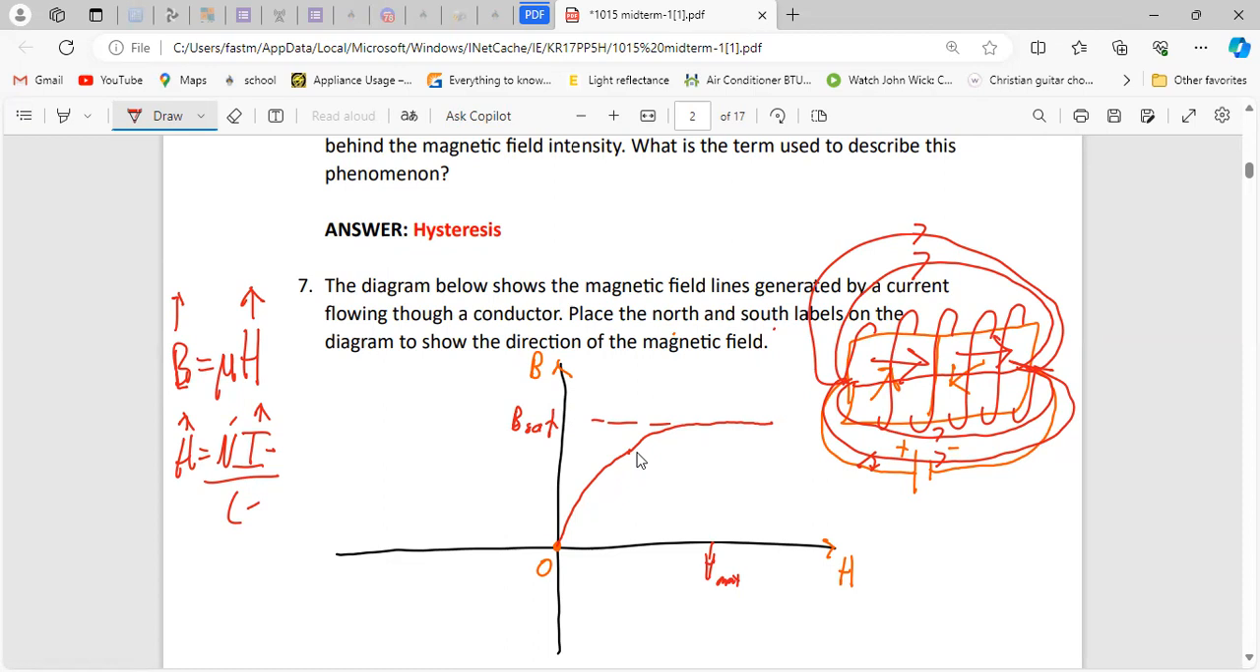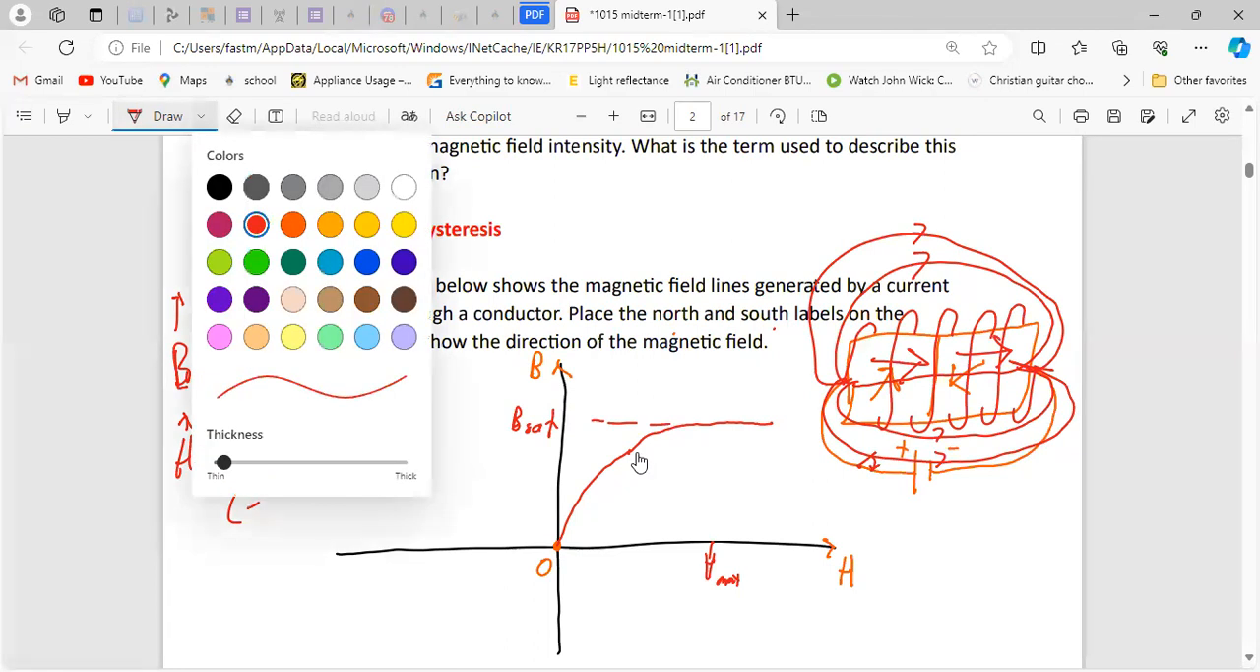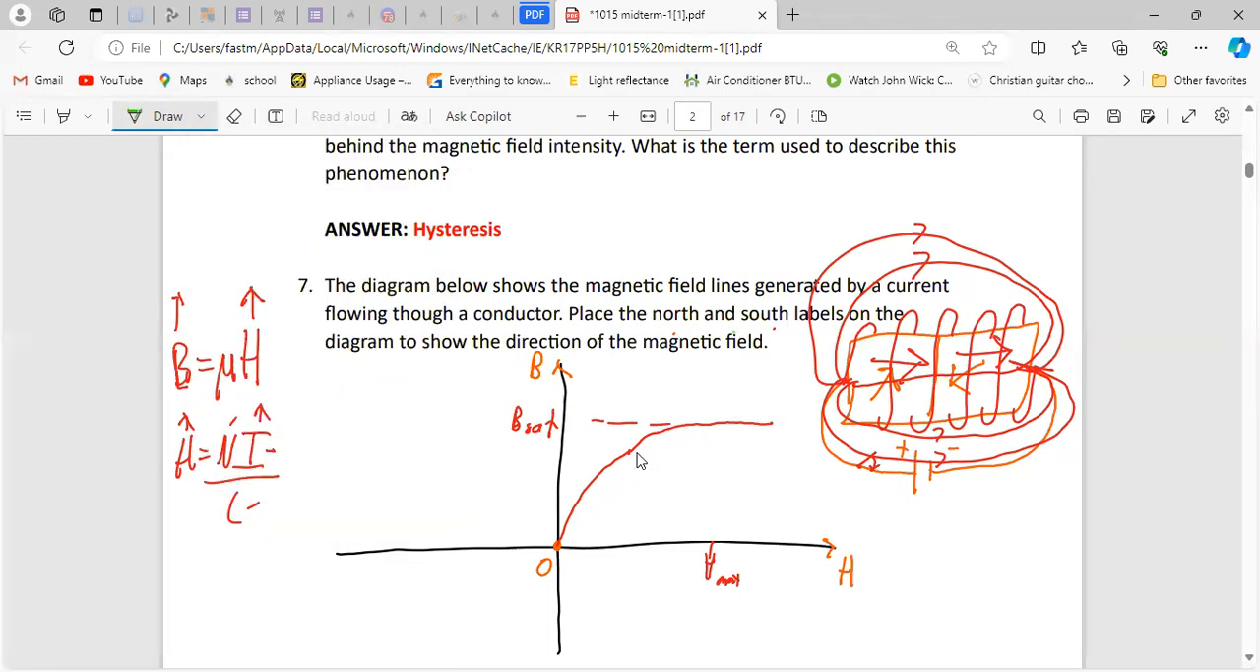At that point, let's say we were to decrease the current. Say the current is flat at 3 amps now, and we decrease it from 3 amps to 0 amps. Because I goes to 0, H will go to 0. And if H goes to 0, B will go to 0. Wrong. B will not go to 0.